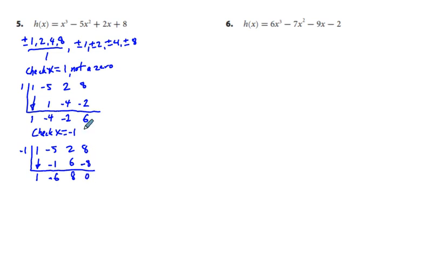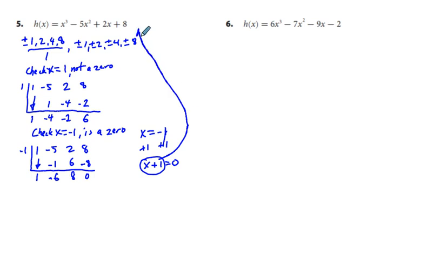So we have a zero. So we have x equals negative 1. That is a zero. And if we add 1, we have x plus 1 is equal to 0. So this is one of our factors. So we're going to bring this up here. I'm going to put equals, we have quantity x plus 1.